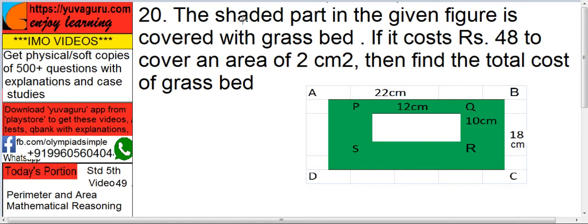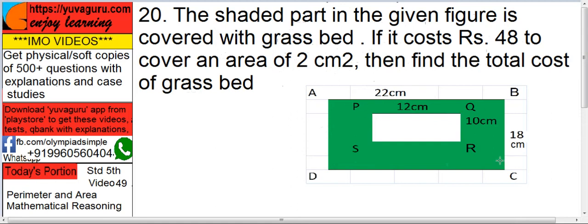Problem. The shaded part in the given figure is covered with a grass bed. Means this is the shaded part, the green one. If it costs rupees 48 to cover an area of 2 square centimeter, here cm squared means square centimeter, so it costs 48 rupees to cover an area of 2 square centimeter, then find the total cost of the grass bed.